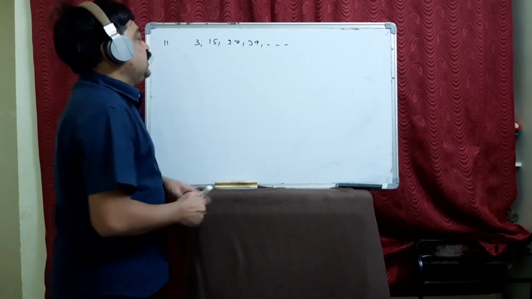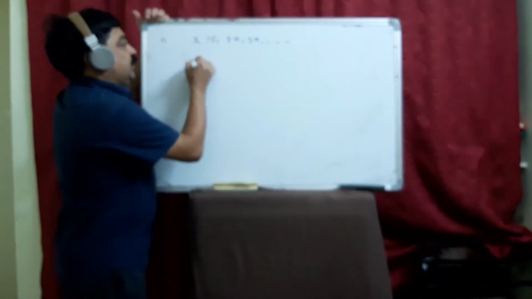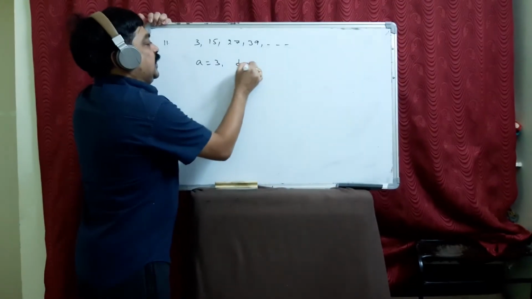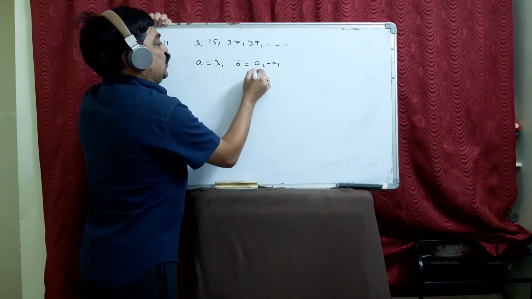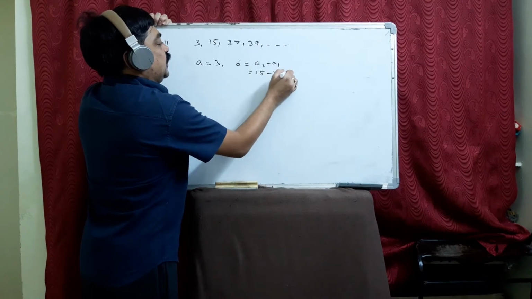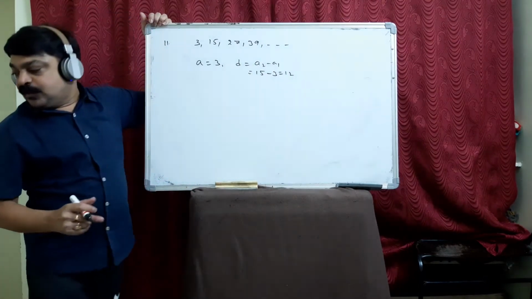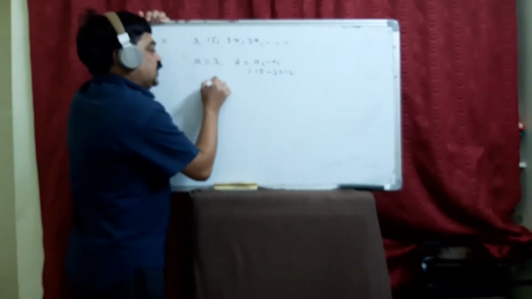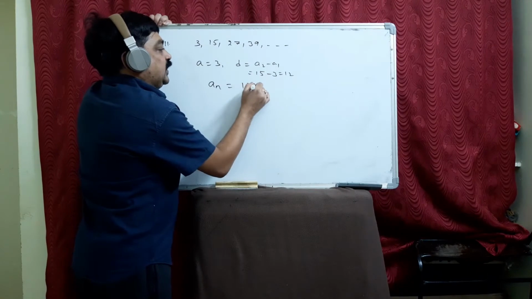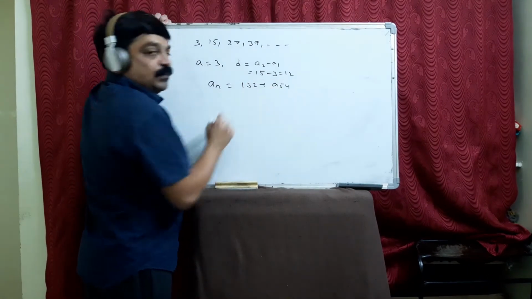See the 11th question, guys. Here let us find out a and d first. a is 3, d is a2 minus a1, that is 15 minus 3, which is 12. We are asked to check which term will be 132 more than the 54th term.